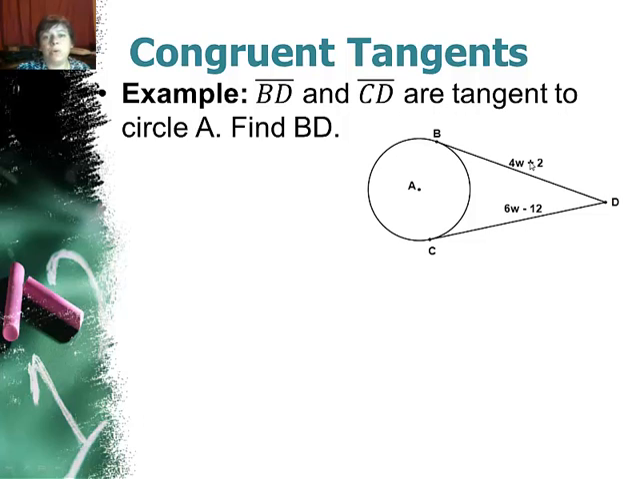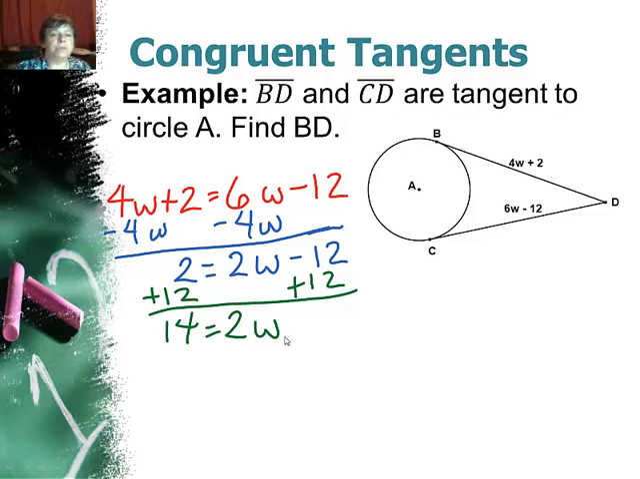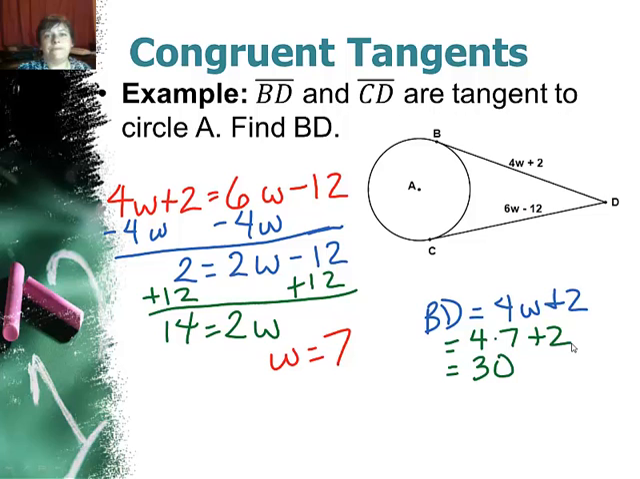So since we know that these two are congruent, I can actually find their length. I set the two lengths equal to each other. 4W plus 2 equals 6W minus 12. Subtract 4W from both sides, and then add 12 to both sides, and I get 2W is 14, which means W will be 7. Now that I know what W is, that's not what I asked for. I'm looking for BD. I can substitute it back in. And so now I get 4 times 7 plus 2, or 30. So both the tangent segments are 30 units long.